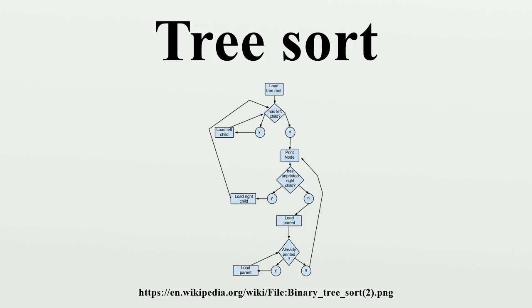Example. The following tree sort algorithm in pseudocode accepts an array of comparable items and outputs the items in ascending order. Structure binary tree, left subtree, node, right subtree. Procedure insert: if search tree node is null then set search tree node to item, else if item is less than search tree node then insert, else insert. Procedure inorder: if search tree node is null then exit procedure, else inorder, output search tree node, and inorder. Procedure tree sort: binary tree search tree, for each individual item in items, insert.